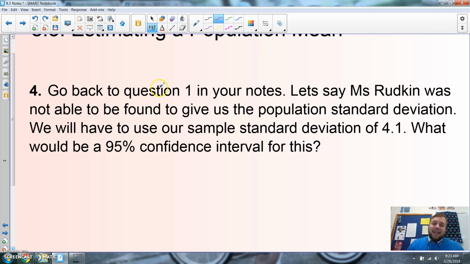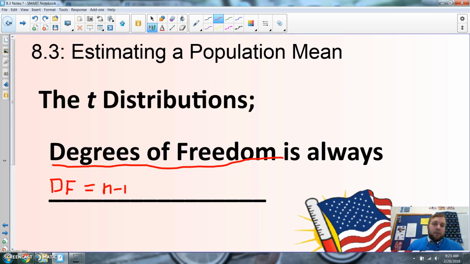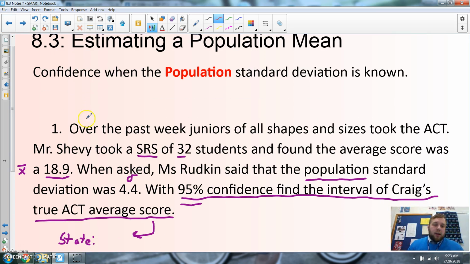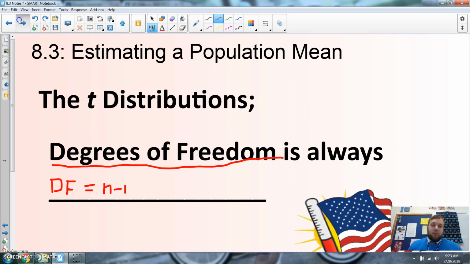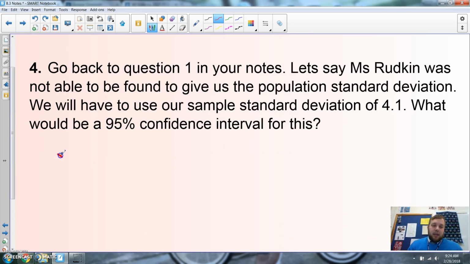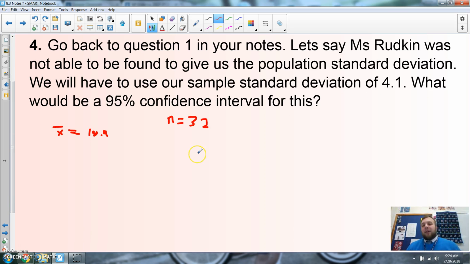All right, let's go back to question 1 quick. What was question 1? We got a sample of 18.9 out of 32 students. So it says, what would be a 95% confidence interval for this?